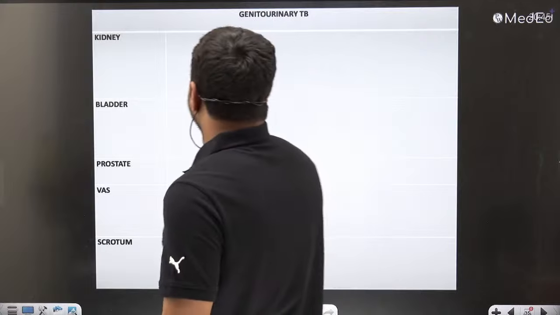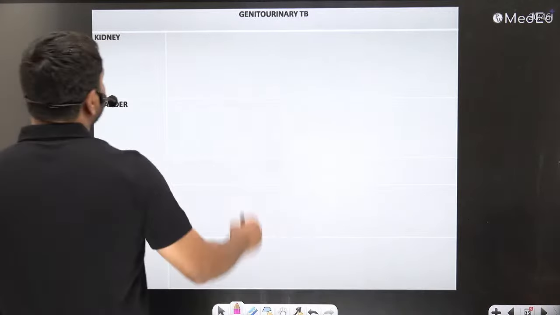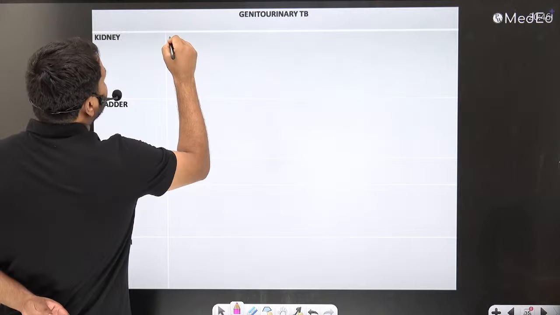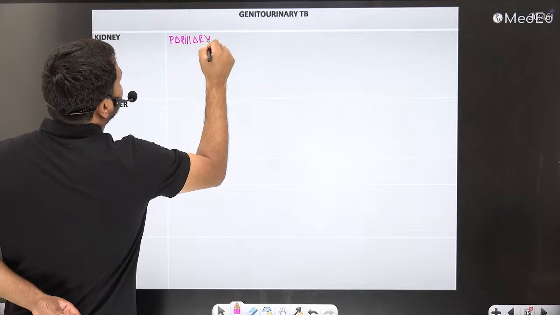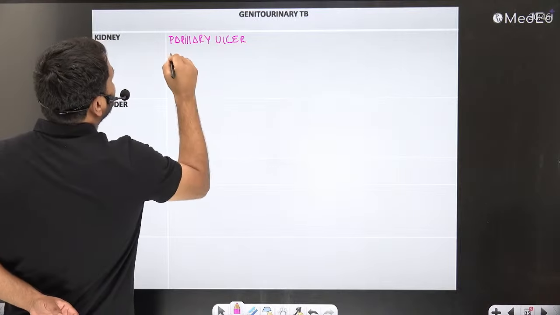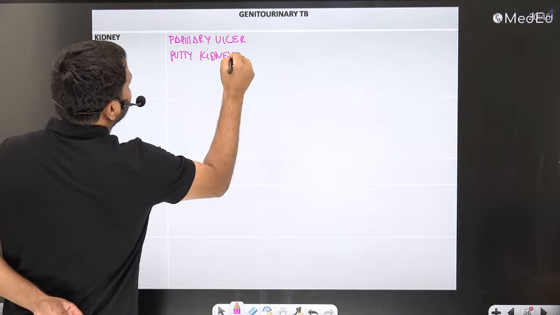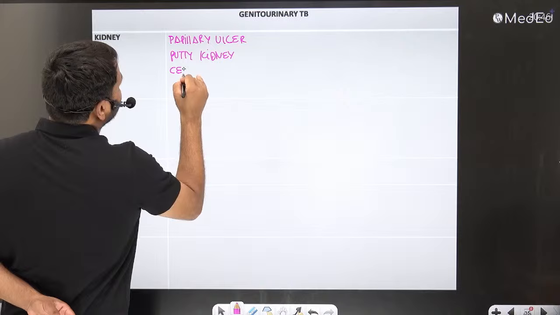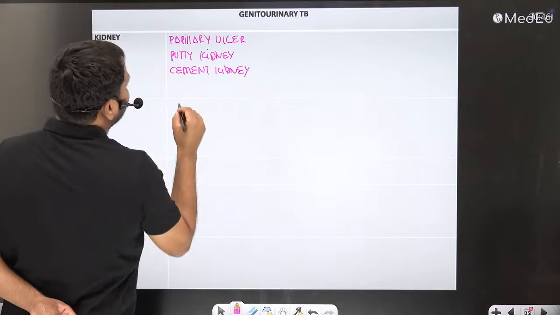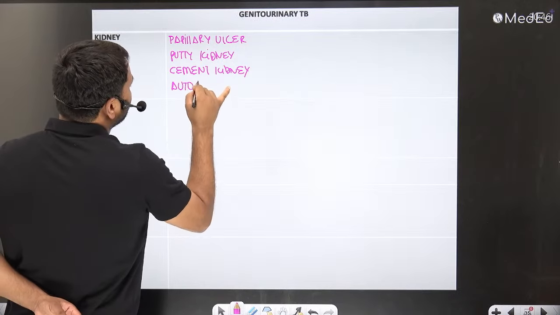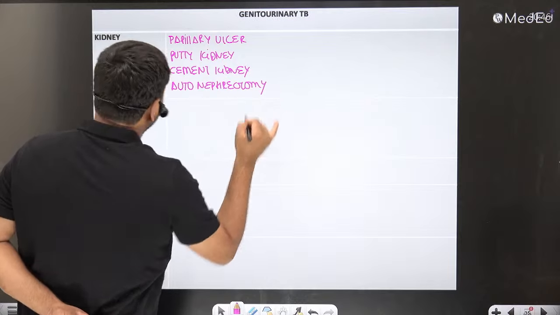Now, in genitourinary tuberculosis, what are the cardinal features that you're going to see? In the kidney, there will be development of papillary ulcers. It will develop into putty kidney, associated with cement kidney. And eventually it will fibrose, and that is what we call autonephrectomy.